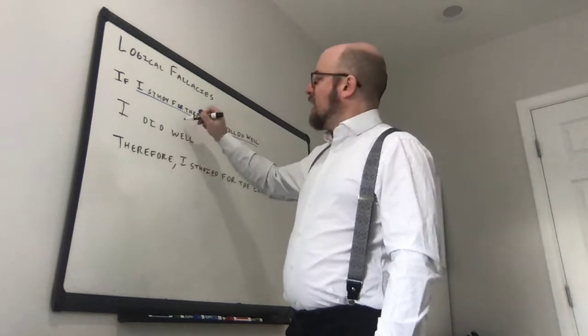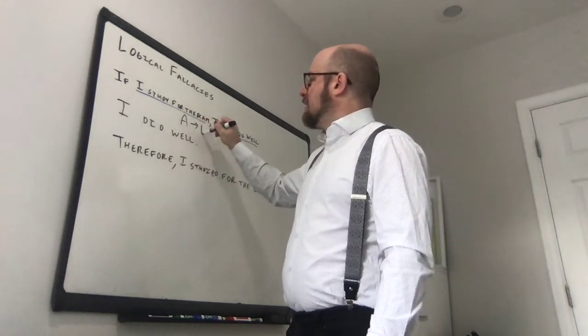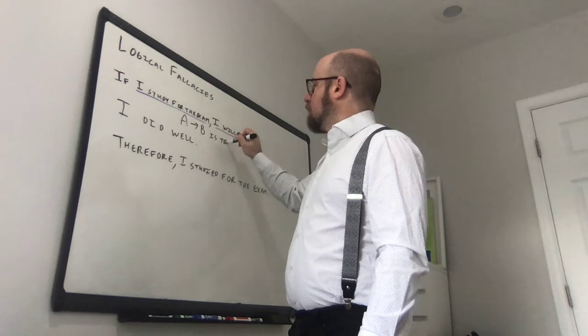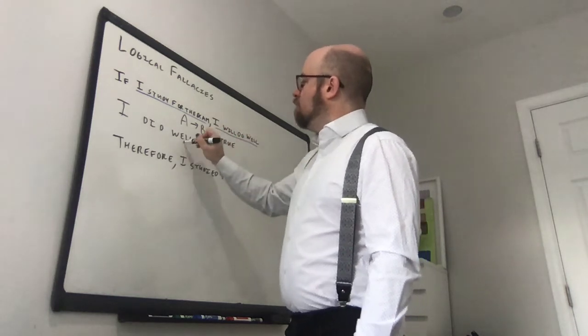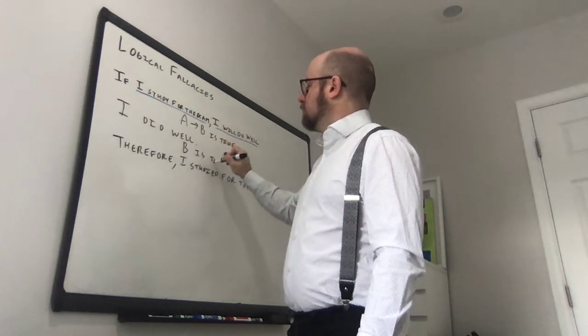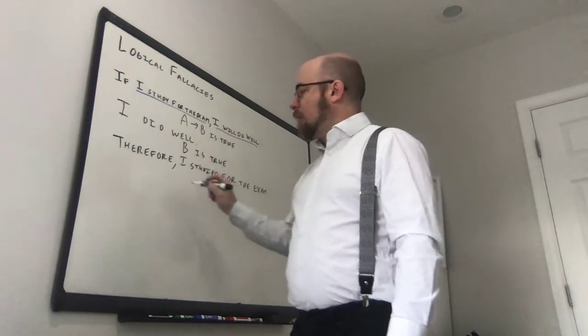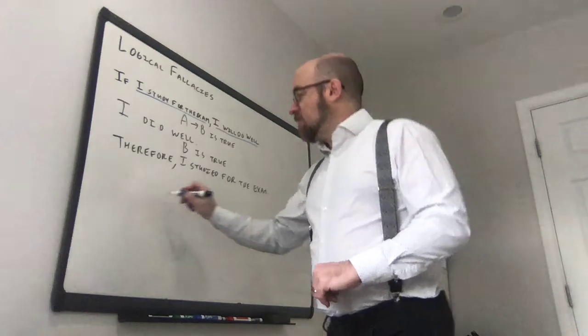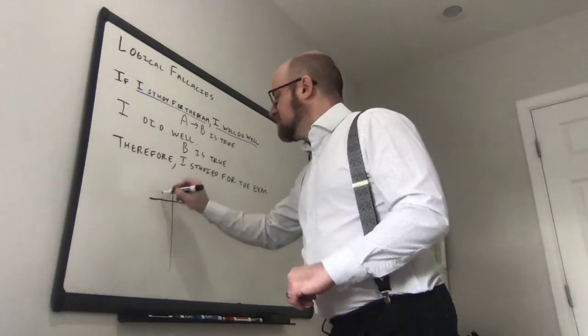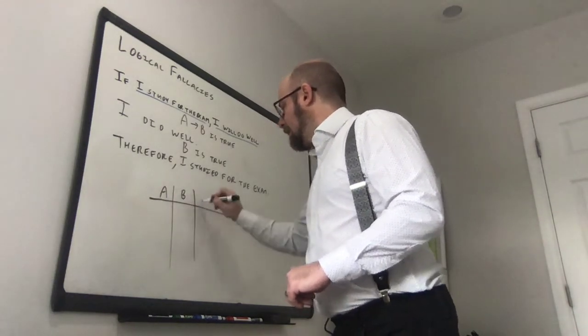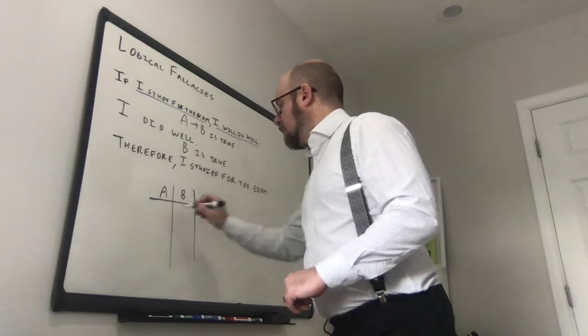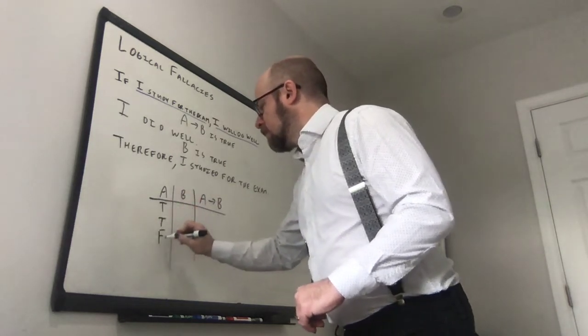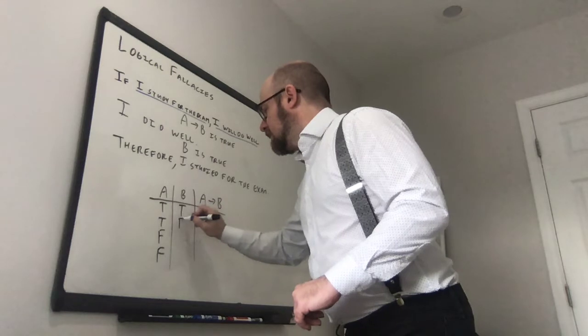Okay? So what we've got here is A implies B is true, and B is true. And what we're saying then is that therefore A must be true. But if you look again at your truth table, and I should have just left this up, what I get.